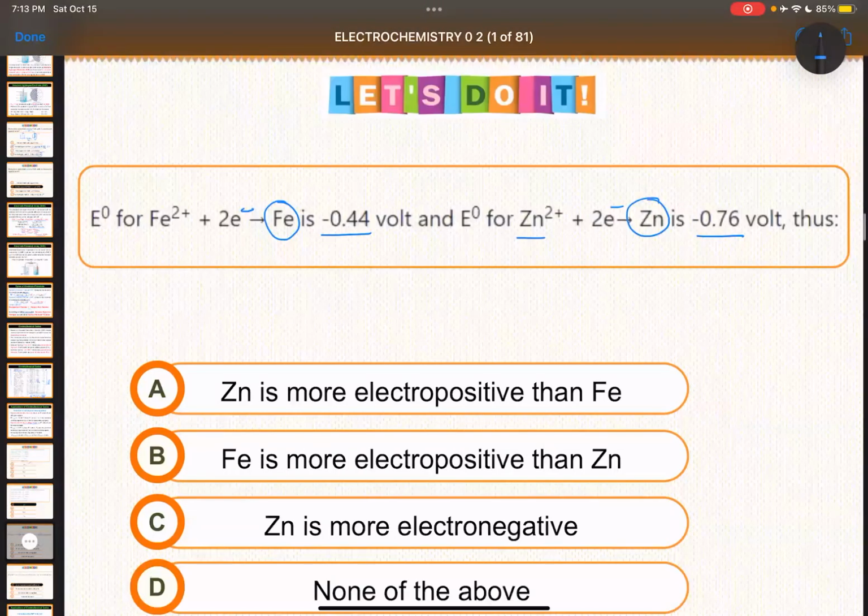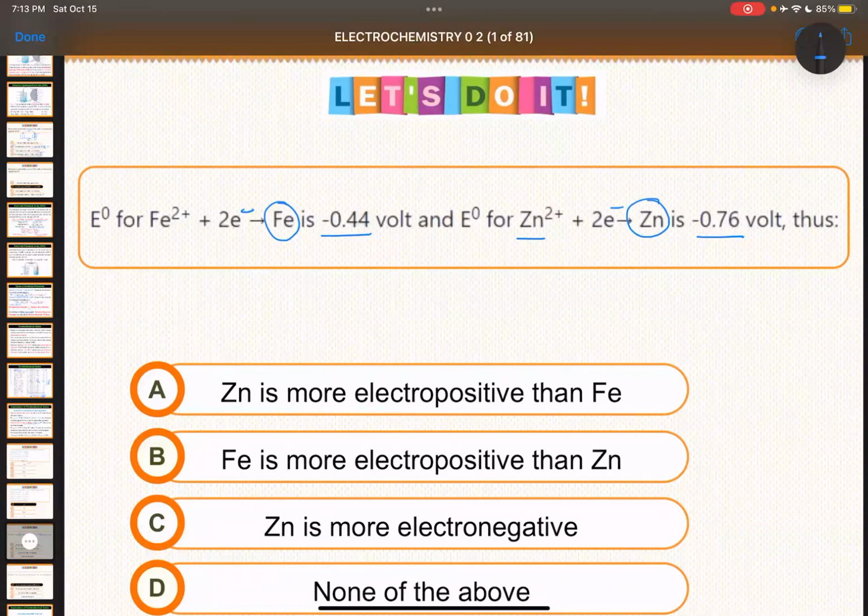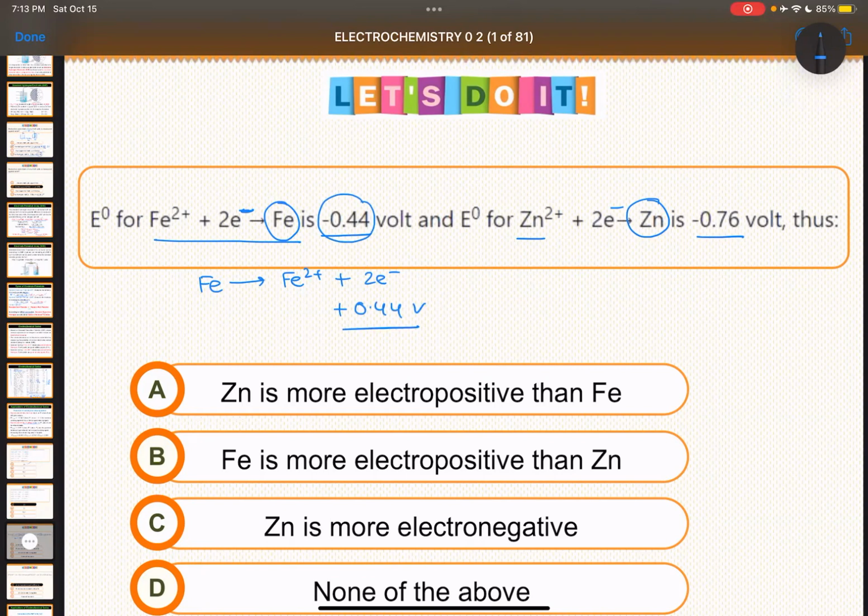Electropositive metals are electropositive because they have a tendency to lose electrons. This is the electron accepting tendency, which is shown over here. If you want to show the electron releasing tendency, you can just reverse it, but don't forget to reverse the value. This is going to have a plus 0.44 value. And for this one, it is going to be zinc giving electrons, Zn to Zn2+ plus 2 electrons. This is plus 0.76.